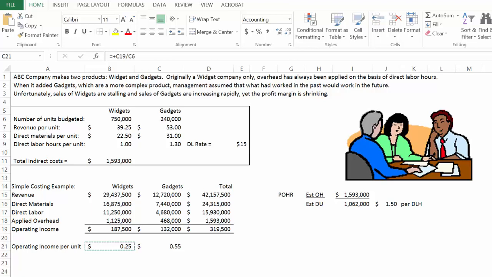So this is our simple costing example using a traditional plant-wide rate, in this case of direct labor hours. Let's go on to activity-based costing.